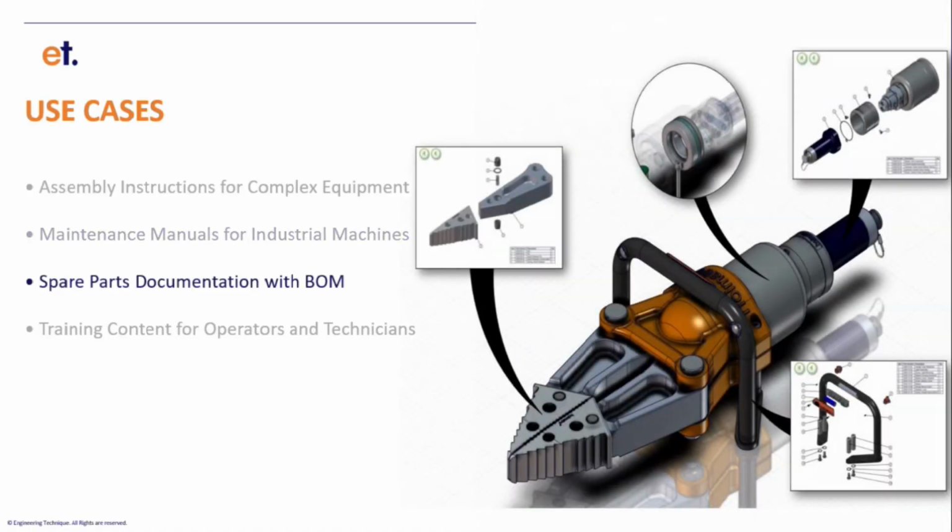Another important use case is spare part documentation with BOM. Using Composer, we can clearly show all components along with their part details. We can generate the bill of materials and link it with balloon callouts. This helps users easily identify each part and its position in the assembly. It becomes very useful for spare parts management, services, and ordering. Also, it reduces confusion and ensures correct part selection. So overall, it improves accuracy and makes the documentation more organized.